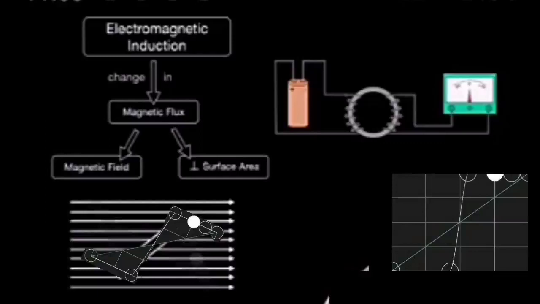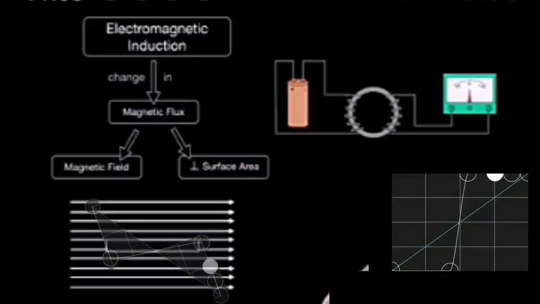And so let's say we turn it like this. The magnetic flux is going to be zero because none of these magnetic field lines are going to be perpendicular to the surface. But it changed between those two points. And so we're going to have induction and we're going to have current. So that seems a little non-intuitive, but it has real-world applications.